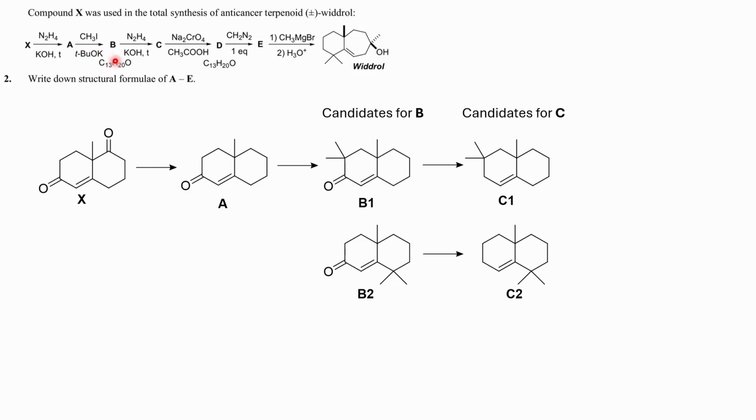Okay, so having these candidates, we can actually find C1 and C2 accordingly, because B to C is just a Wolff-Kishner reduction. So we are getting rid of this oxygen, and we end up with C1 and C2. Okay, and then there is this oxidation. So the question is how and to what extent.